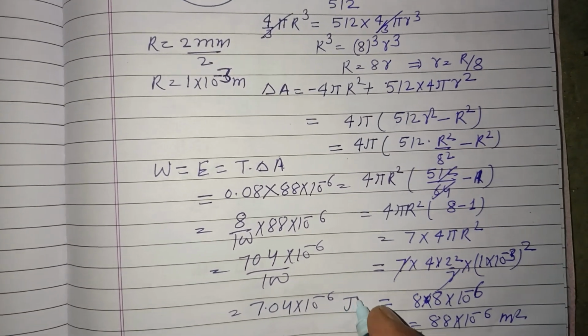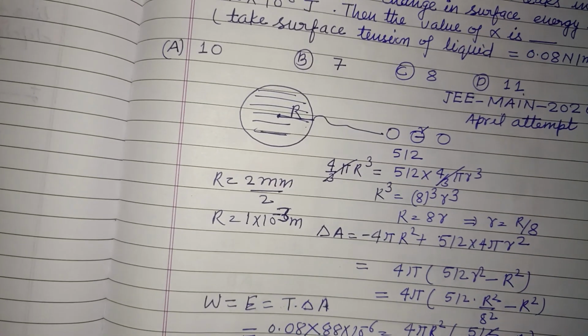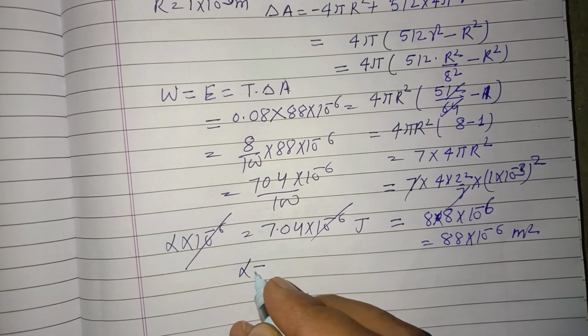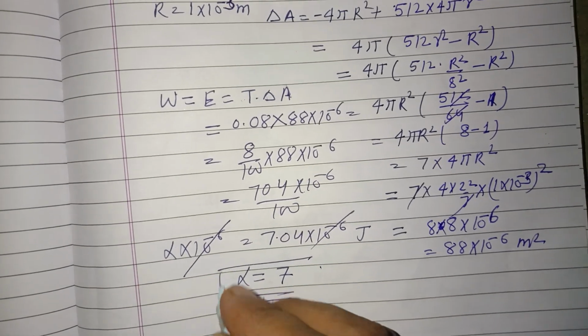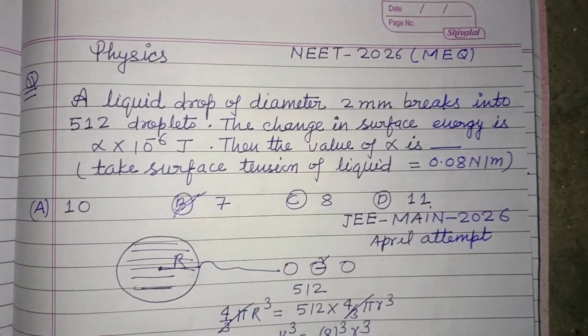Joule, which is given to us as alpha into 10 to the power minus 6 joule. So 10 to the power minus 6 is common. If we compare, alpha equals 7. The value of alpha is asked as an integer. Therefore, B is the correct answer to this question.